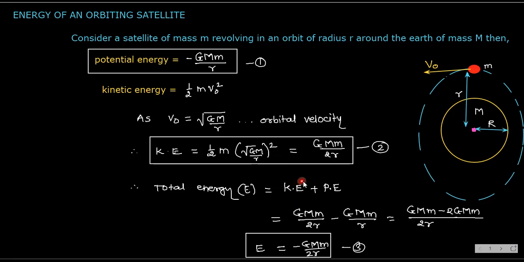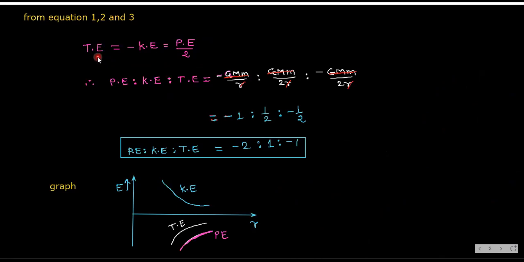Okay, finished? So now we have three equations. One is for potential energy, one is for kinetic energy, one is for total energy. So let's move ahead. Now, total energy is equal to minus of kinetic energy, and is equal to potential energy by 2. This is from equations 1, 2 and 3. You can see, total energy is what?